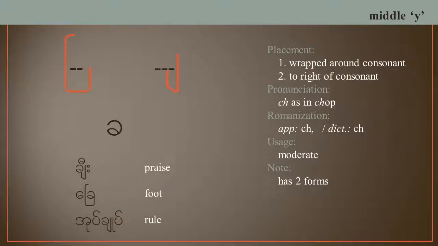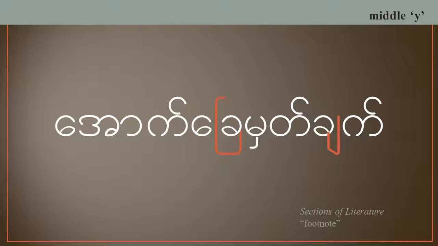For instance, the word for praise, chi, the word for foot, che, and the word for rule, ocho. So from the language app, we've found a word in the sections of literature portion of our language app. The word for footnote actually uses both forms of the symbol used with this particular consonant. Listening to it closely, I think you'll hear the CH sound clearly. And that finishes this lesson.